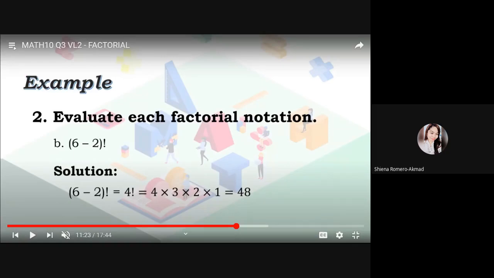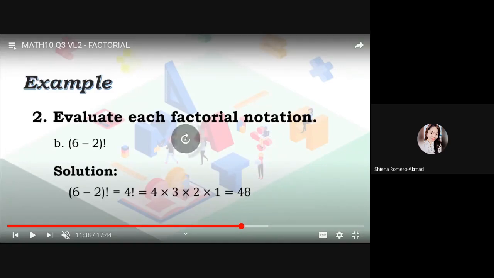Anong answer kanina? 24. Sagot 24, di ba mali? Because that's 4 times 3 times 2 times 1. Wait lang. Mali nga yung nakasulat dito. That's 24. Should be 24. Kasi 4 times 3, 12 times 2, 24 times 1, 24. Okay. May mali pala ako dyan.